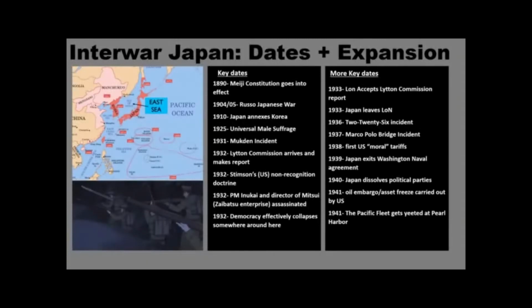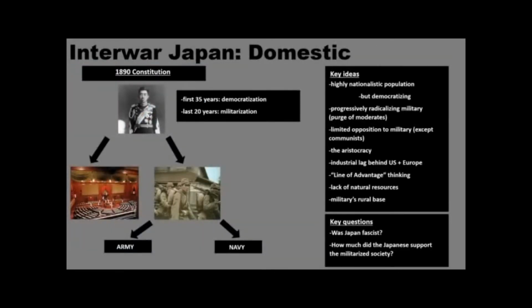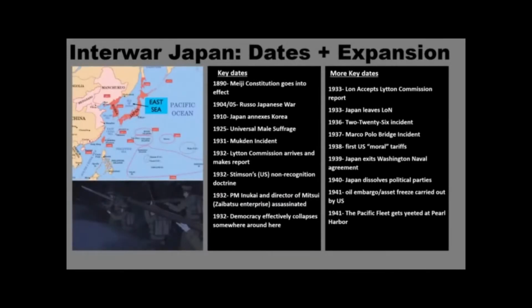Interwar Japan. So we'll start with the dates plus the expansion of Japan, and then I'll touch upon Japan from a domestic perspective. I didn't really do Japan in detail in the IB, but I did read a few books on the subject. So yeah, I've got that covered to fill in the holes beyond the Manchurian Crisis.